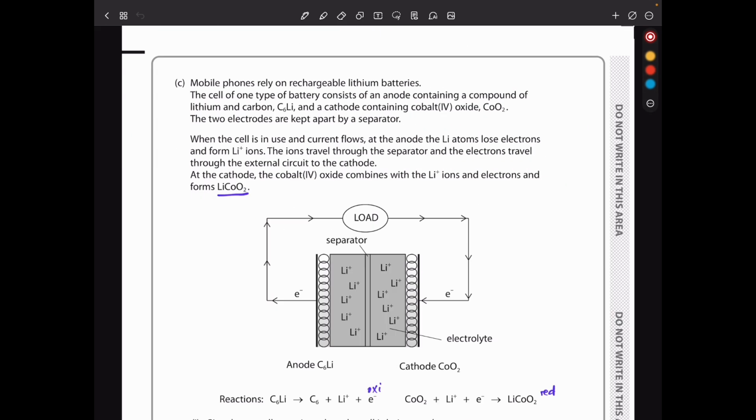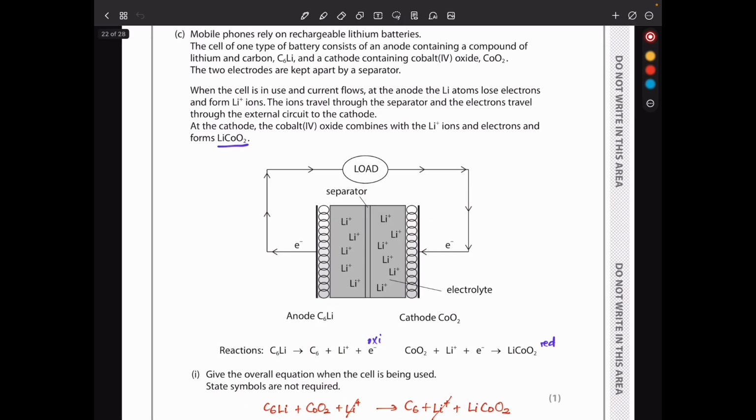In part C, mobile phones rely on rechargeable lithium batteries. The cell of one type of battery consists of one anode containing a compound of lithium and carbon, and a cathode containing cobalt oxide. The two electrodes are kept apart by, when the cell is in use, the current flows at the anode. The lithium atoms lose electrons and form lithium ions.